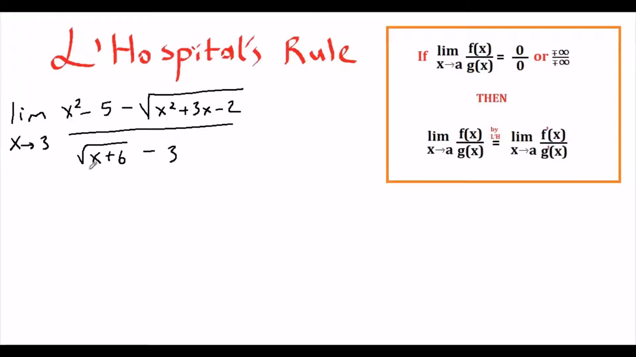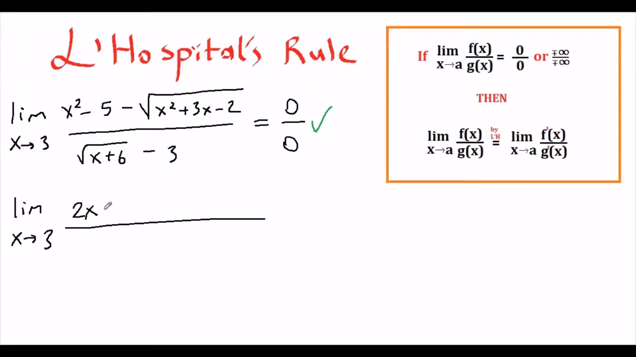Let's check this example. We have the limit as x is approaching 3, this function over that function. If you directly plug in 3, you're going to see that this is going to be equal to 0 over 0. So we're going to apply L'Hopital. So we're going to take the derivative of the numerator and the derivative of the denominator. The derivative of x squared is 2x, the derivative of 5 is 0, and for the derivative of this expression, let's remember, the derivative of square root of x is equal to 1 over 2 times square root of x.